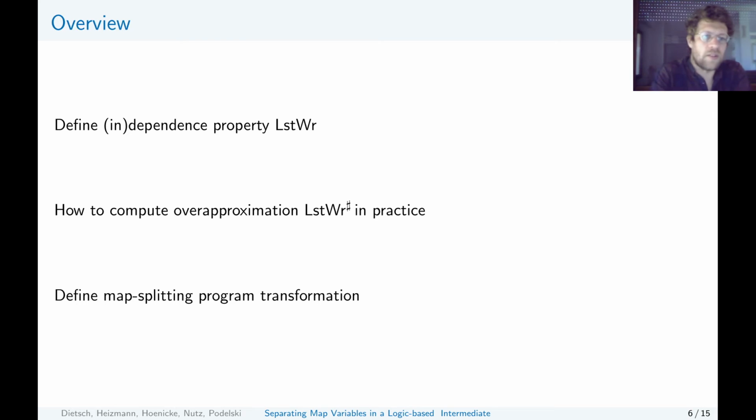So this is an overview of what I'm going to present. First, I'm going to define an independence property between reads and writes called last writes. And then I'm going to show how we compute an over-approximation of this property. And then I'm going to show how our transformation uses this information.